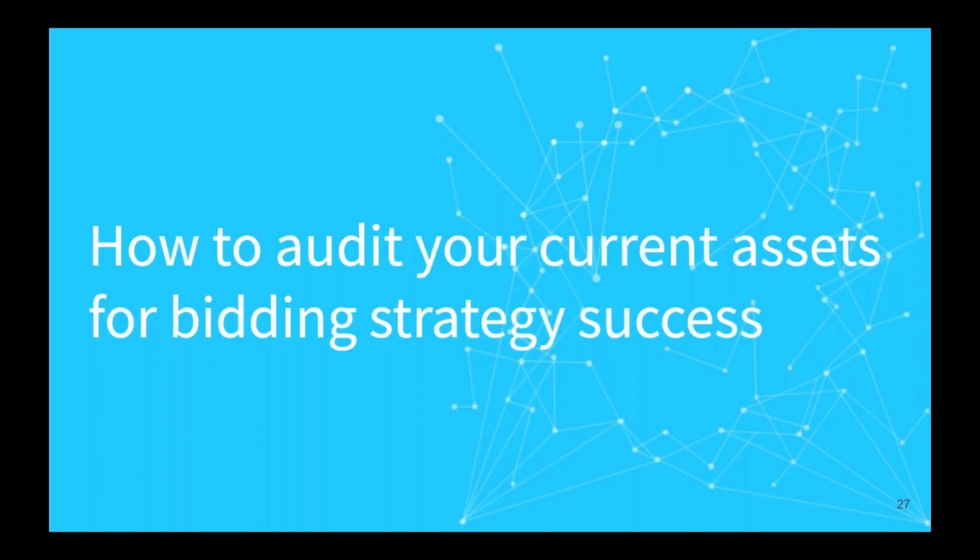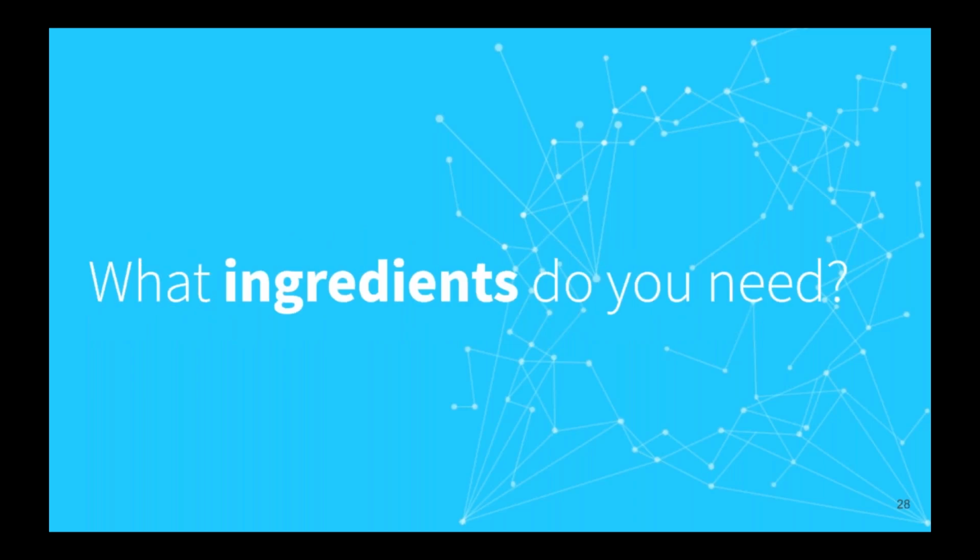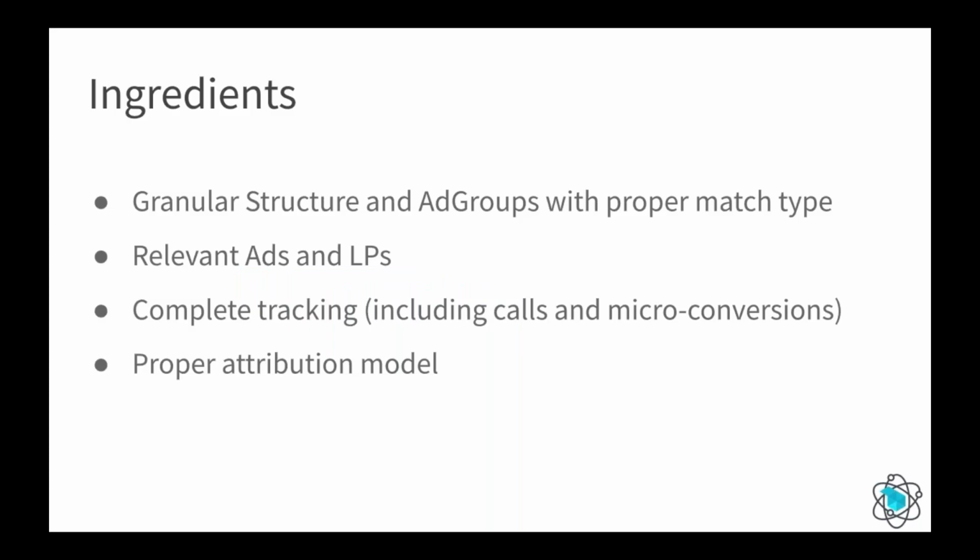Let's go back to trying to figure out what is going to be our own bidding model and how we estimate the value of a keyword. We don't need to worry about bidding models if we have not solved some fundamental challenges before. So the real question is, how can we audit if we have everything in place for setting up a successful bidding strategy? So what ingredients do we need?